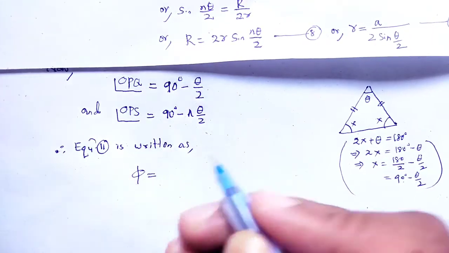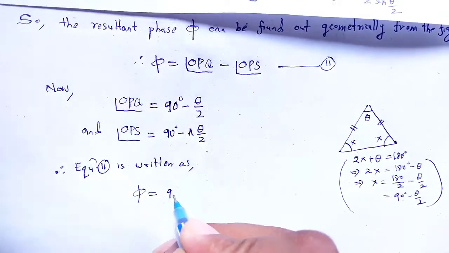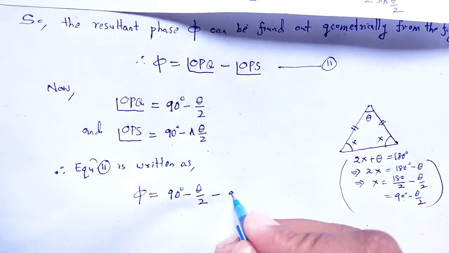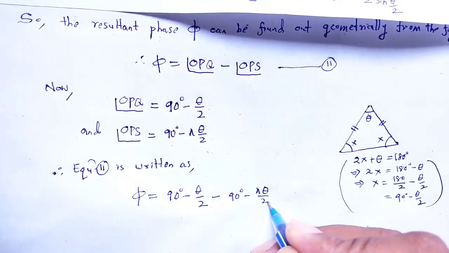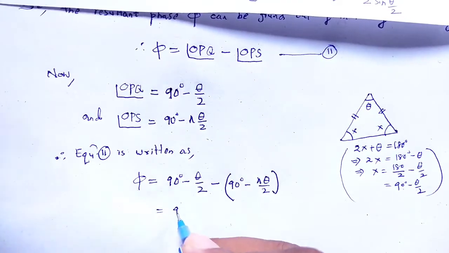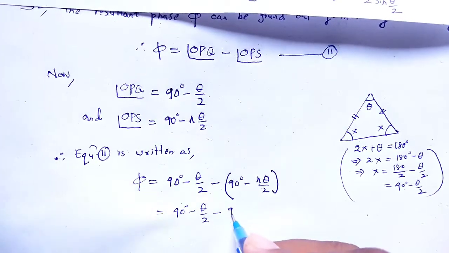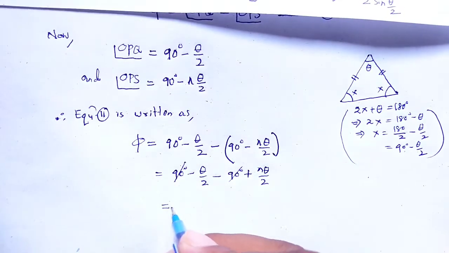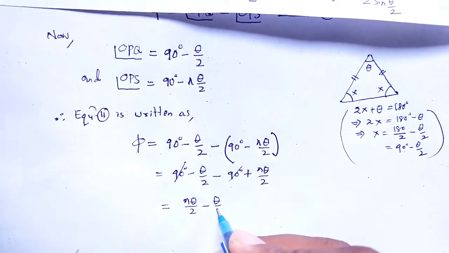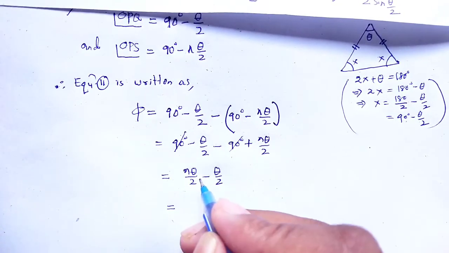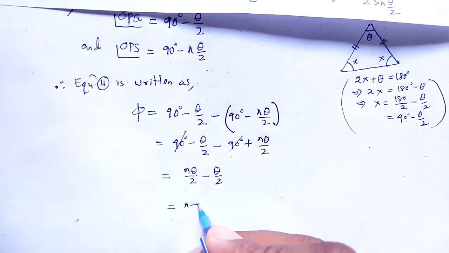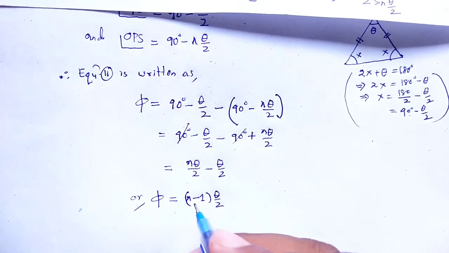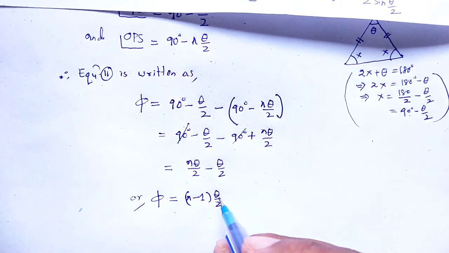phi is equal to, in place of OPQ, that is 90 minus θ by 2, minus, in case of OPS, that is 90 minus nθ by 2, which is equal to 90 minus θ by 2 minus 90 plus nθ by 2. 90 cancels out, it is nθ by 2 minus θ by 2, which is equal to taking θ by 2 common, n minus 1 of θ by 2, that is phi. Phi is equal to (n minus 1) θ by 2.